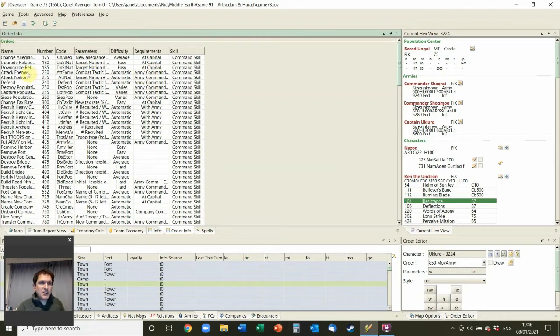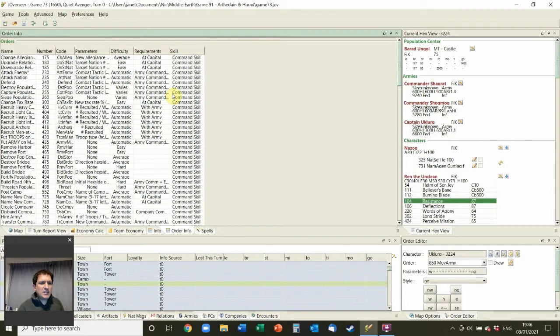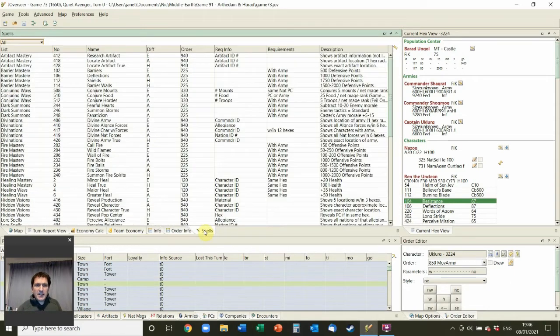So some orders, such as downgrade relations, you have to be in a capital and you have to have command skill, whereas something like name new agent, again you have to be in a capital, but you have to have agent skill. So again, just a little bit of an aide-memoire, so you don't have to be constantly going and thumbing through the rulebook. And then spells, again, a lot of information here on spells.